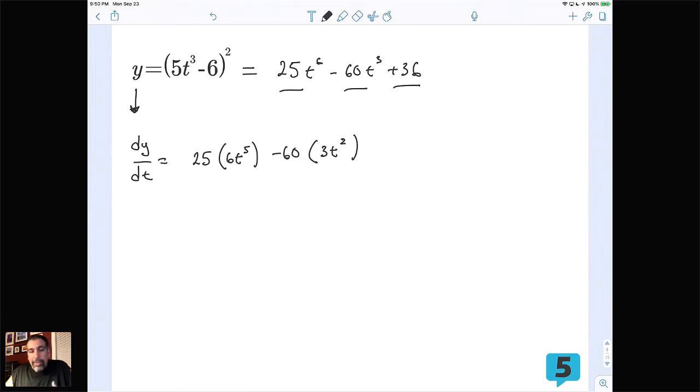So notice, even though I'm using the x to the n rule, it still applies to t, because x really is just our short notation for the independent variable. So no one wants to say the independent variable to the n, so we shortcut it to x. Just keep in mind, it doesn't have to be x. T is perfectly acceptable as long as that's the independent variable. So now we've got dy over dt, and if we multiply this out, we're going to get 150t to the fifth minus 180t squared. And that's going to be our answer for this one.